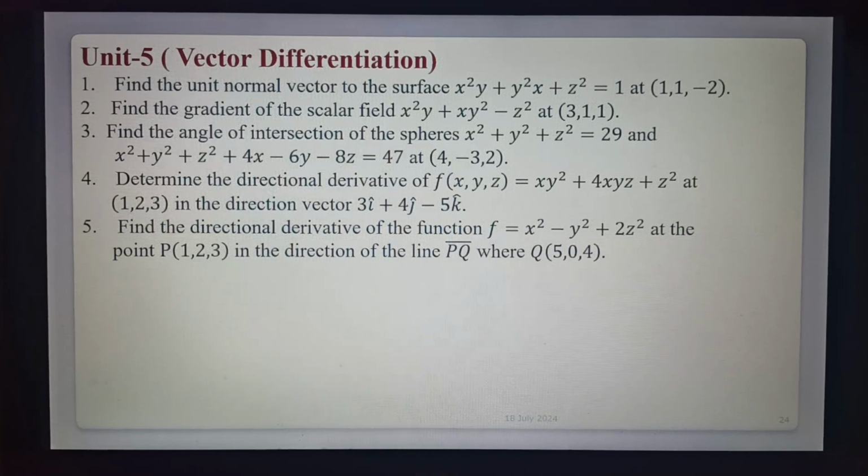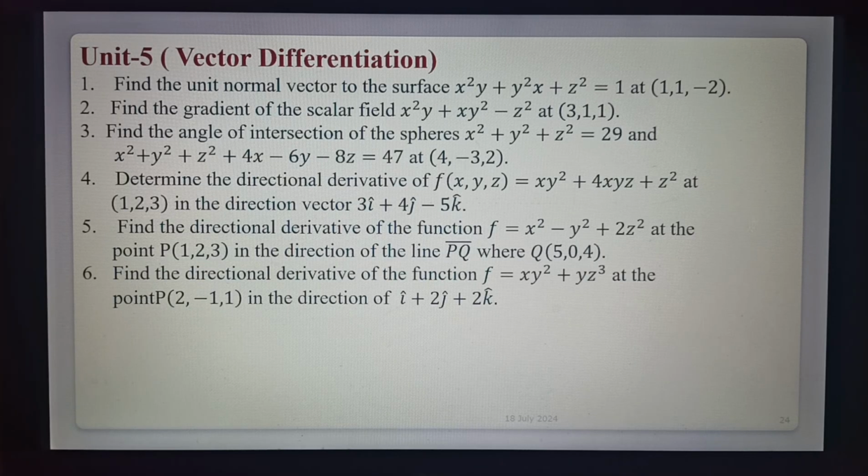So next one, find the directional derivative of the function f is equal to x square minus y square plus 2z square at the point P 1 comma 2 comma 3 in the direction of the line PQ, where Q is 5 comma 0 comma 4. So next one, find the directional derivative of the function f is equal to xy square plus yz cube at the point P of 2 comma minus 1 comma 1 in the direction of i plus 2j plus 2k.